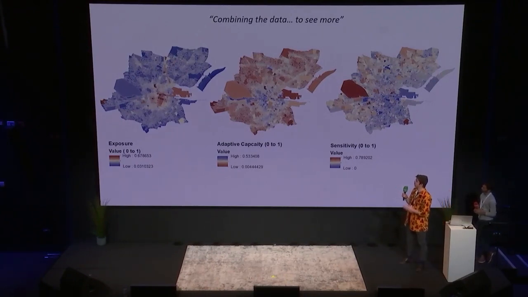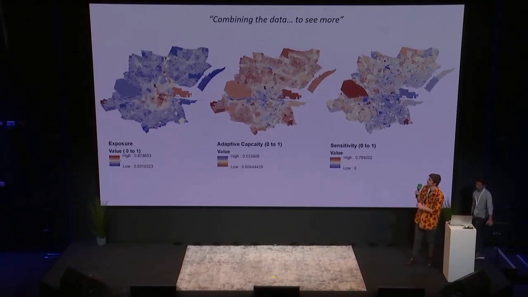You can see we've normalized exposure, adaptive capacity, and sensitivity so that we can compare one with the other. And interestingly, certain areas where exposure is high, sensitivity is not high. This underlines the importance of really combining the different layers to create a general vulnerability map.